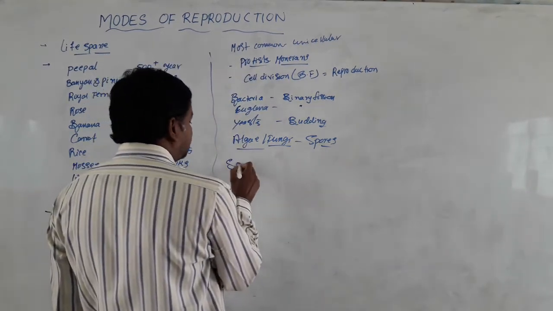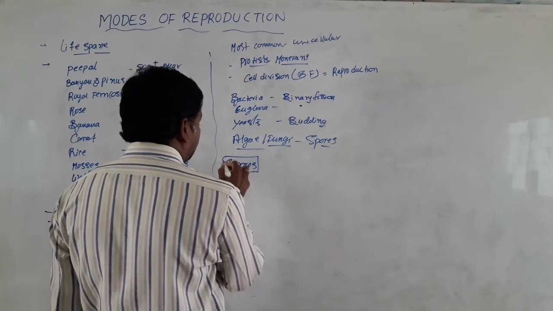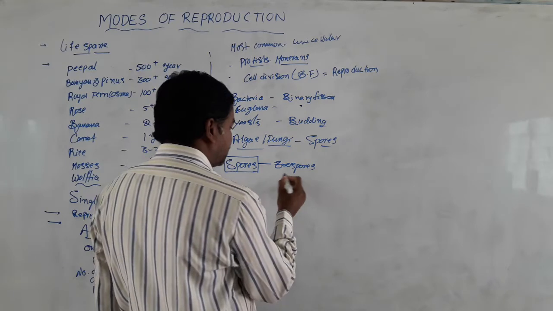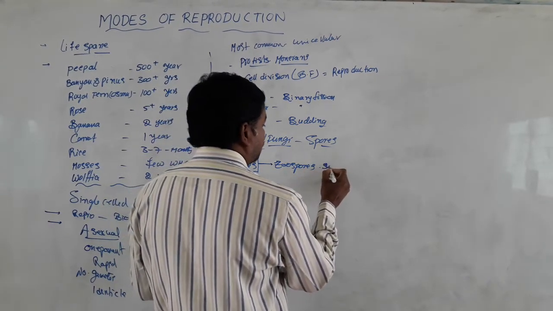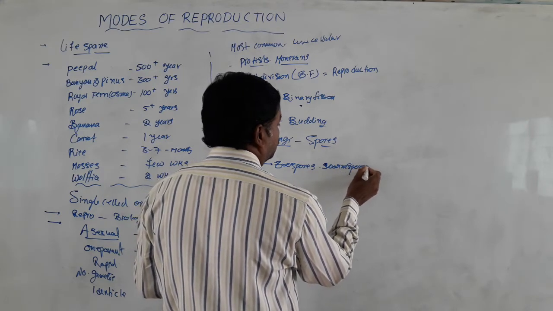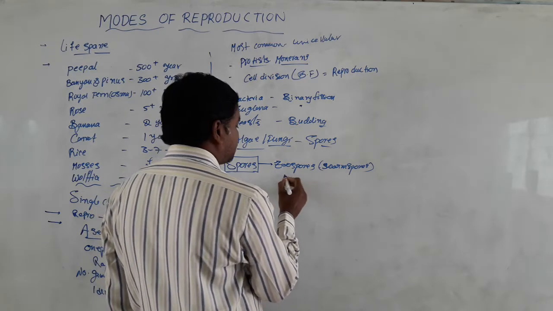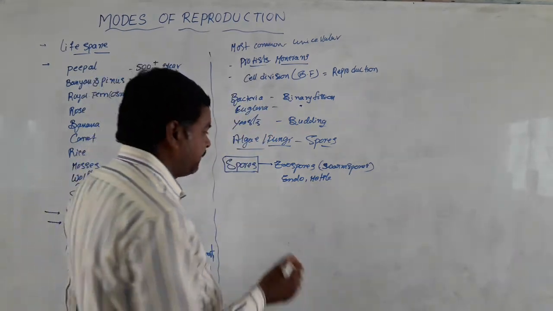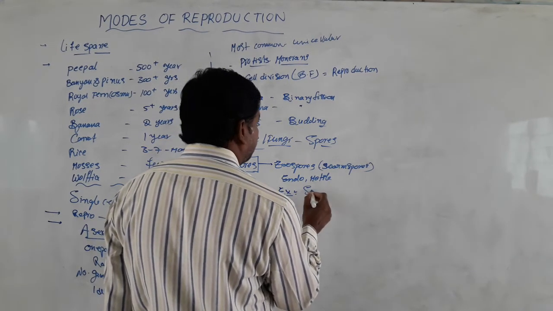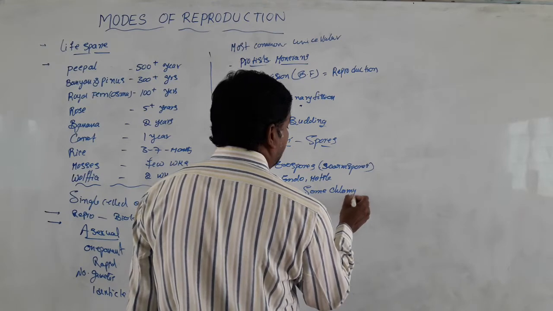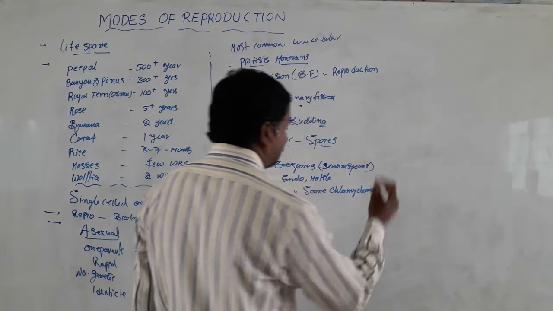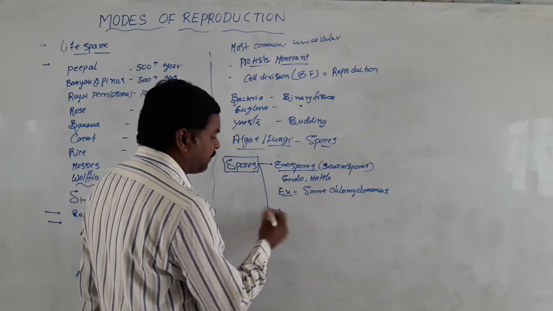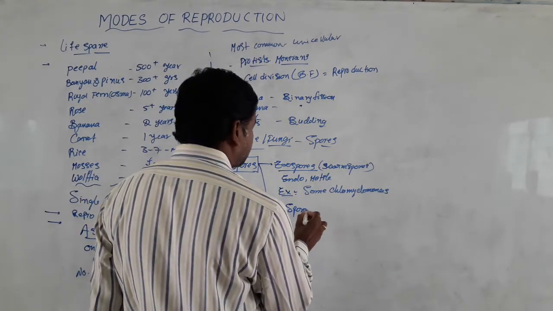Generally, there are three types of spores. One is zoospores, also called swarm spores. These zoospores are endospores and motile spores. One of the examples is some Chlamydomonas members. So this type of spores are called zoospores or swarm spores. The second type of spores are called sporangiospores.